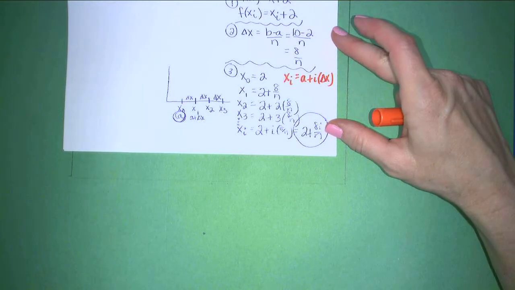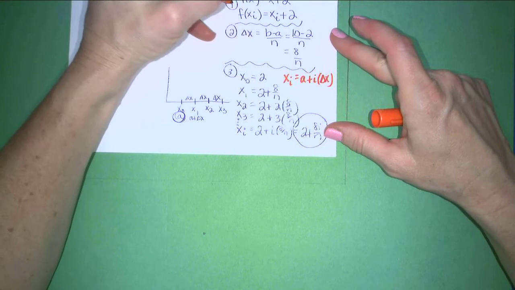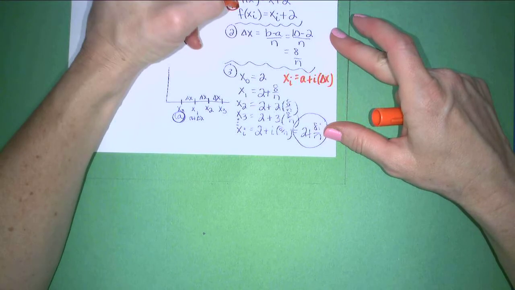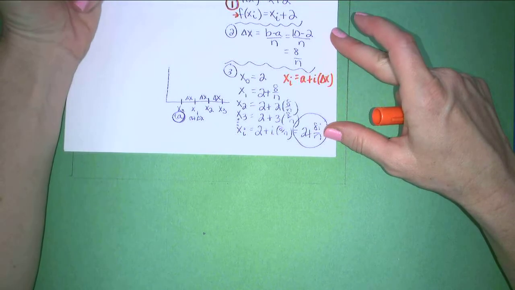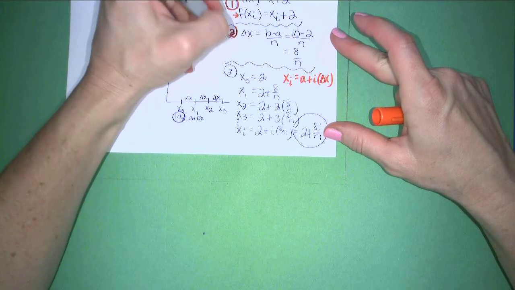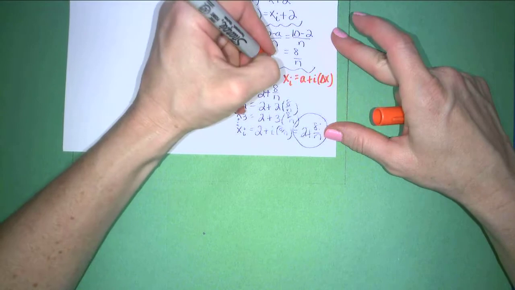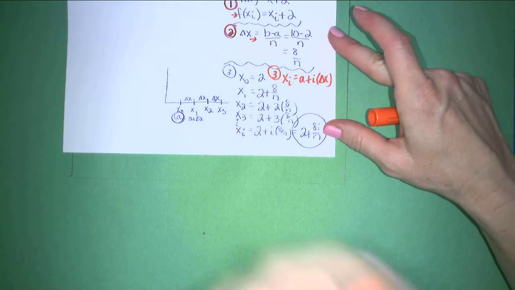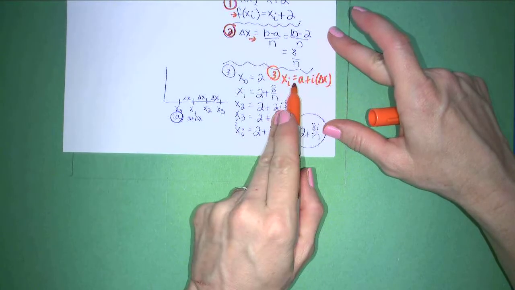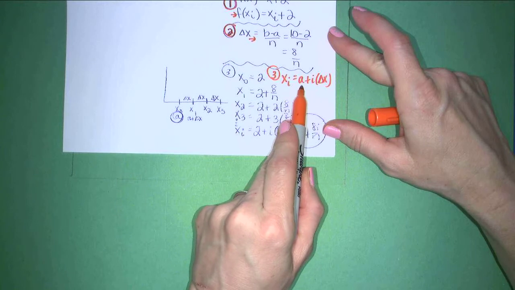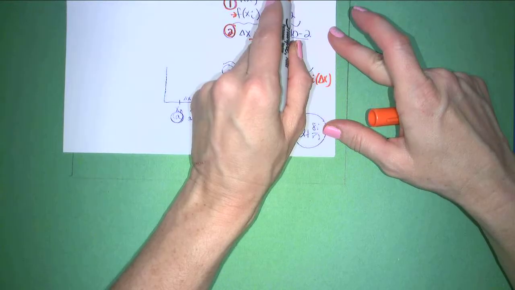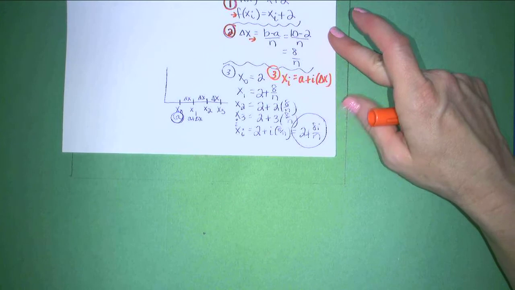So first thing you find in your side work, right here, f of x sub i. Second thing you find in your side work, delta x. And the third thing you find in your side work is x sub i, which is your a value from the original starting x plus i times your delta x. This is the third thing you find.